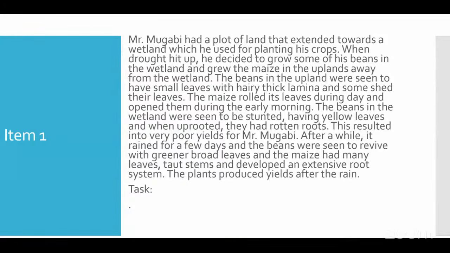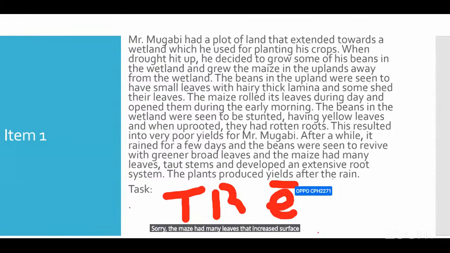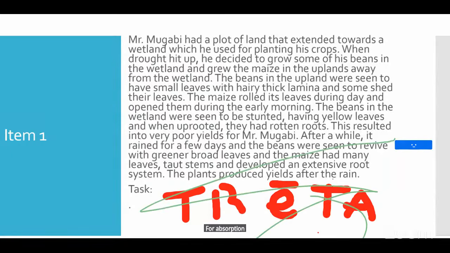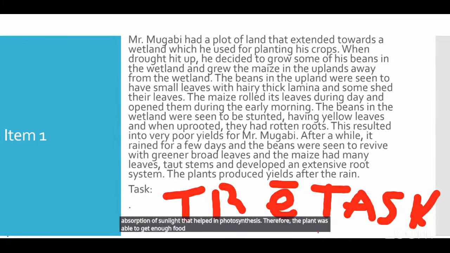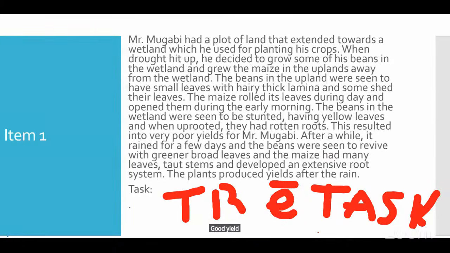Okay. Meat pie. Good afternoon, teacher. Good afternoon to you. How are you? I'm good. The maize had many leaves that increased surface area for absorption of sunlight that helped in photosynthesis. Therefore, the plant was able to get enough food, hence good yields. Okay, thank you.